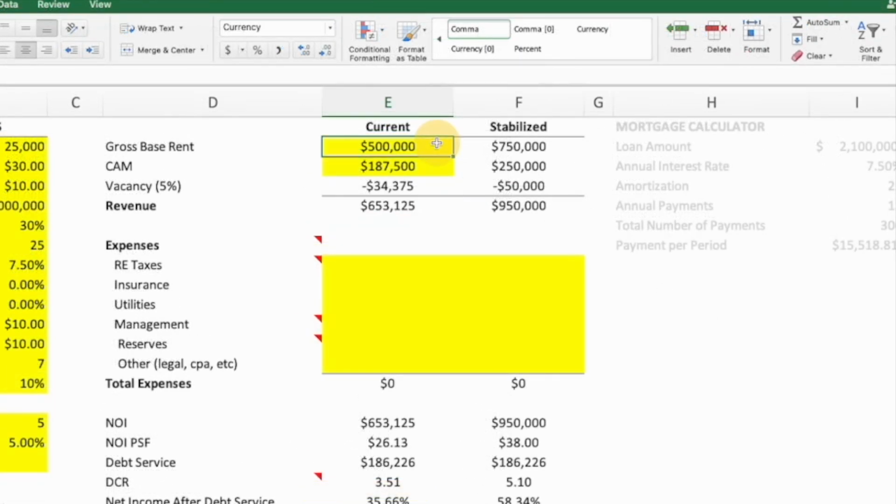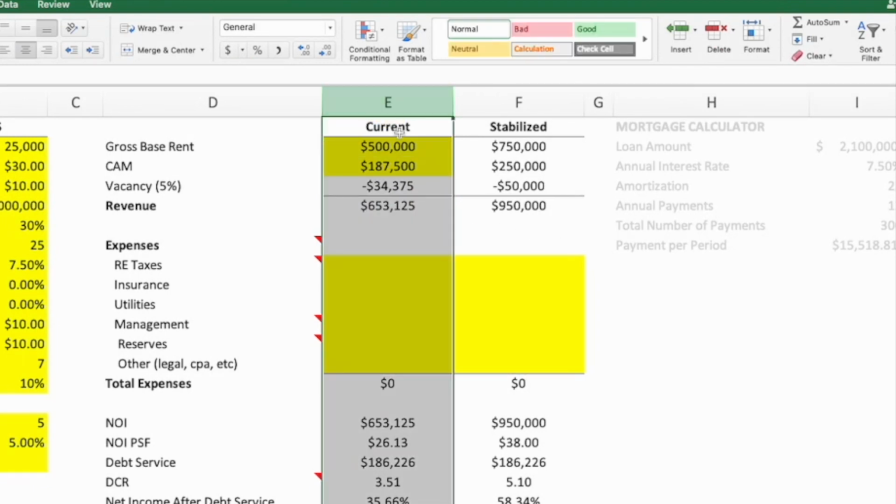So you have your base rate here of 500,000. You've got your CAM here of 187,000. The vacancy factor minus 5% is 34,375. So your total revenue here is 653. Okay, this is currently as is, and remember, this is totally a fake property.